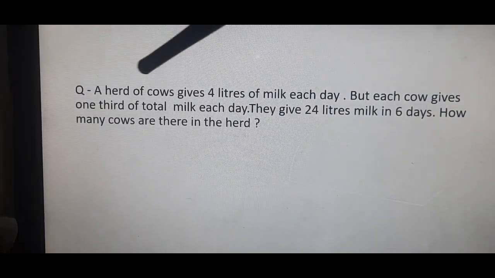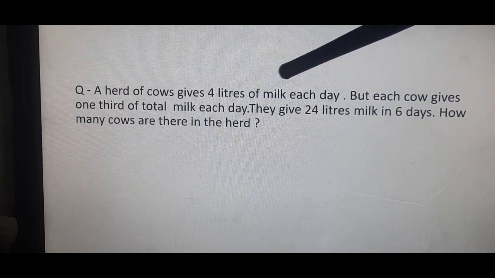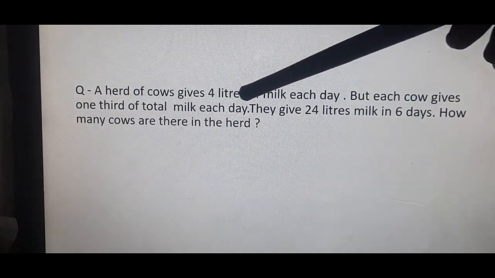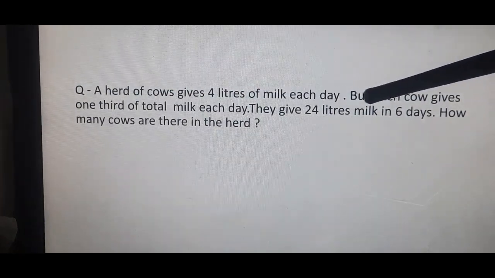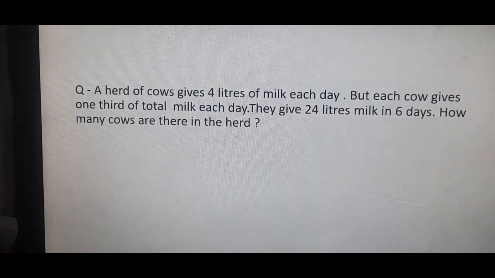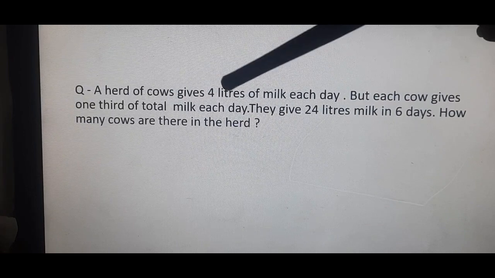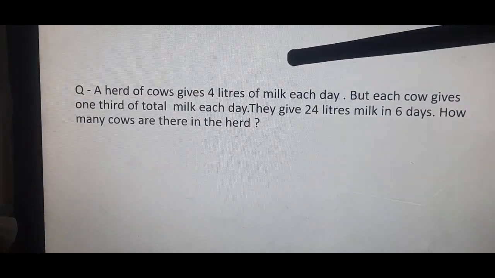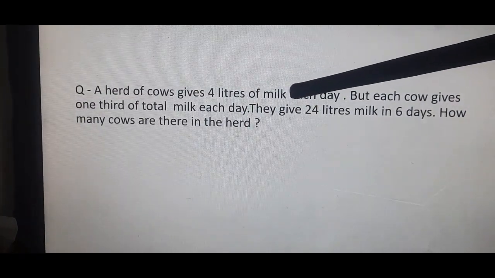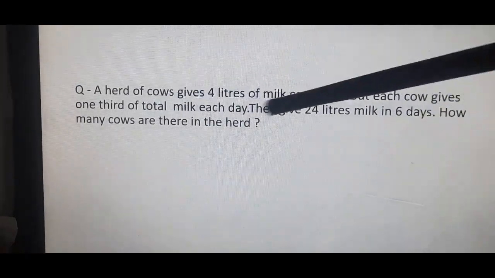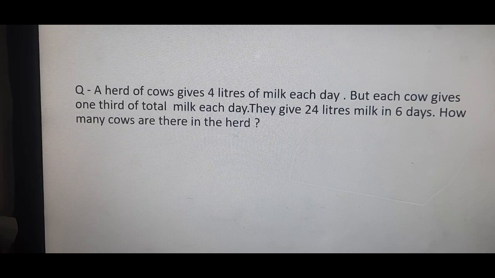Next question is, a herd of cows gives 4 liters of milk each day, but each cow gives 1/3 of the total milk each day. They give 24 liters of milk in 6 days. How many cows are there in the herd? Cows का जो एक herd है 4 लीटर मिल्क देता है रोज, और 1 काउ कितना देती है, 1/3 ऑफ द टोटल मिल्क पर डे. 6 days में ये cows देती है 24 liter milk. Then how many cows are there in the herd? We have to find out.